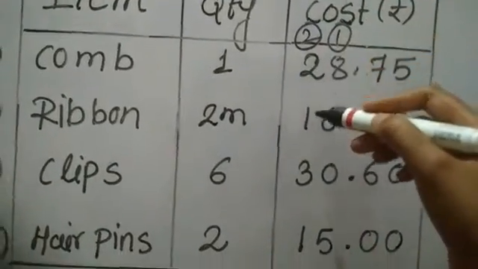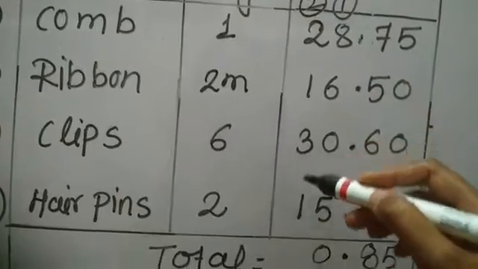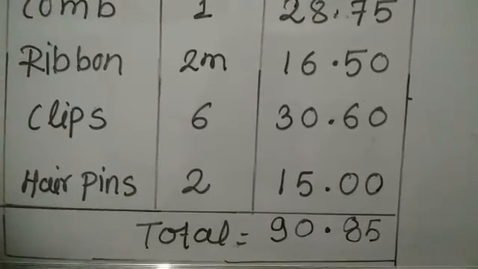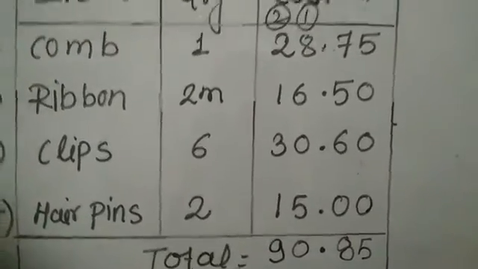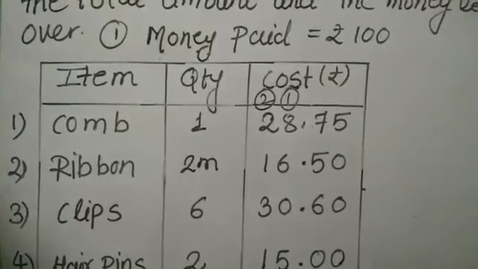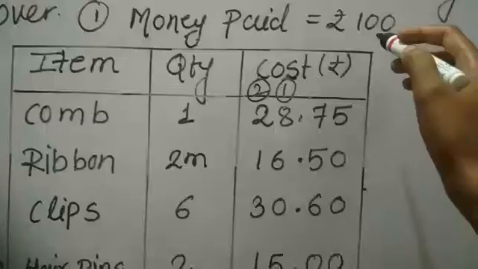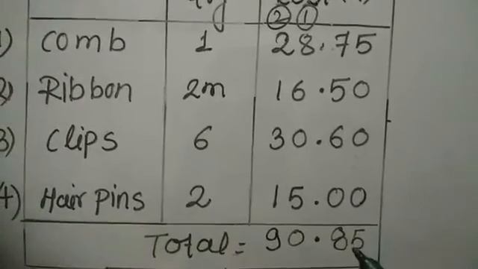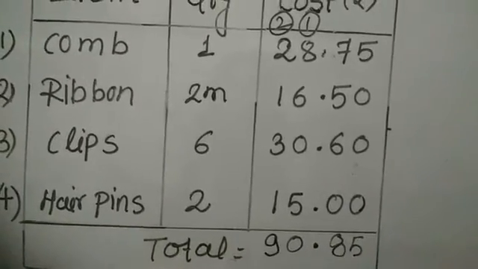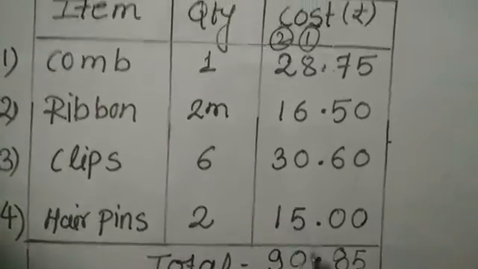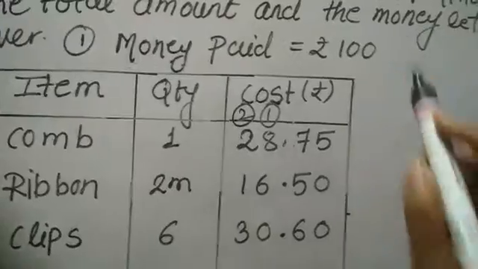2 plus 2, 4. 4 plus 1, 5. 5 plus 3, 8 and 8 plus 1, 9. So here the total comes 90.85, means 90 rupees 85 paise. Now we have to find out the money left over. So how will you find it out? See, the money paid is 100 rupees and the total of the bill comes 90.85. So to find out the money left, we need to subtract this amount from the amount paid, right?